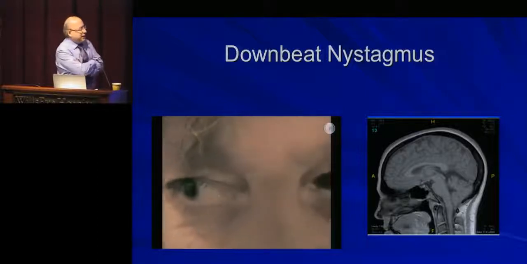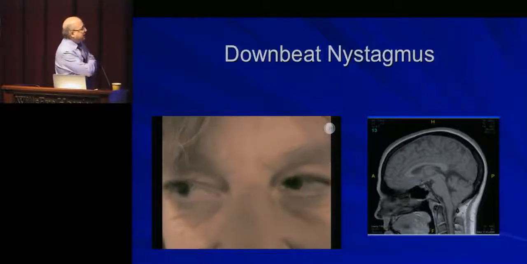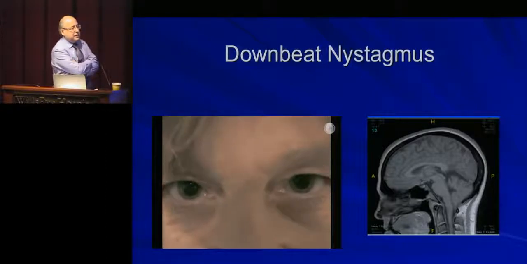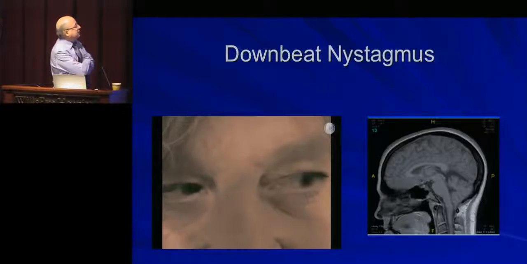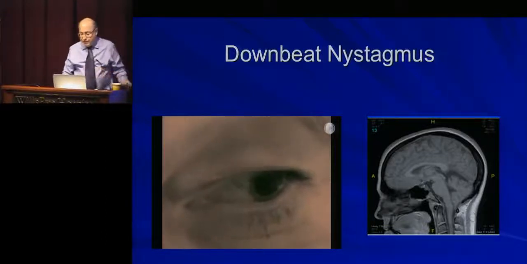40% of these are idiopathic, and we don't find the cause. Often we find a spinocerebellar degeneration that's familial. And there's Chiari malformation right here.